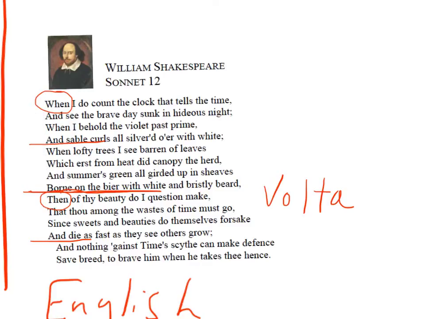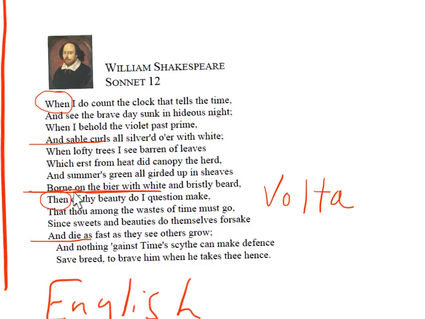"When I see all these things, when lofty trees I see barren of leaves, which erst from heat did canopy the herd." Well, so that's the first part of it. And then we get to that "then" statement. "Then of thy beauty do I question make." That you too are going to be part of that whole decaying nature. "That thou among the wastes of time must go."